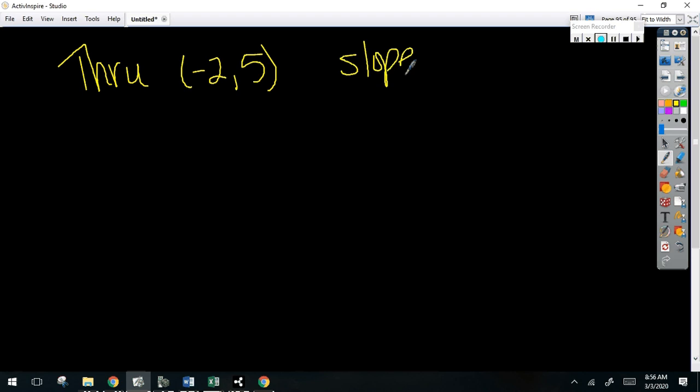Write the equation of the line in slope-intercept form that goes through the point -2, 5 and has a slope, Patrick put that up, of 3. Actually, let's do a different slope. Let's do a slope of -1.